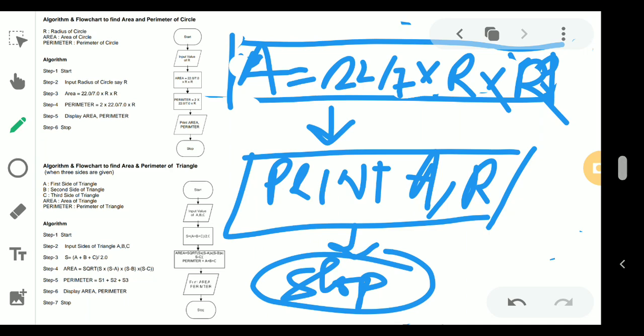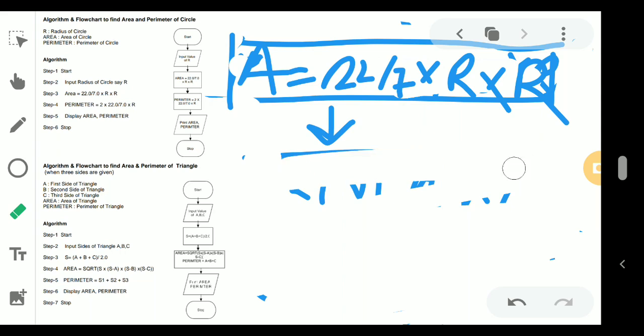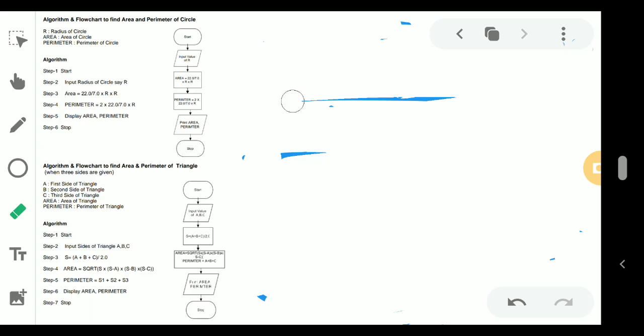Okay, so I hope how to write the algorithm and flowchart for the perimeter of a circle is clear to you. Now we will proceed to the next one, that is for a triangle. If you consider this triangle, circle is not required.